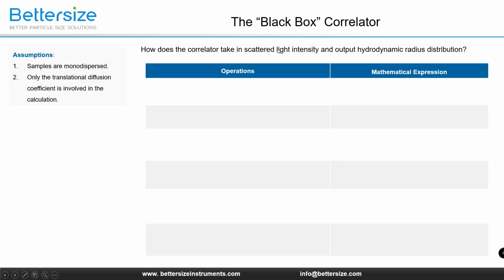After the optical setup, the process of scattering and collecting light intensity is complete. The signals detected by the detectors are then analyzed in the correlator to eventually calculate the hydrodynamic radius distributions. What does the correlator do? Does it just magically take in scattered light intensity and output the hydrodynamic radius distribution like a black box? In the next few slides, we'll discuss the computations inside the correlator and understand the mechanics of hydrodynamic radius calculations.